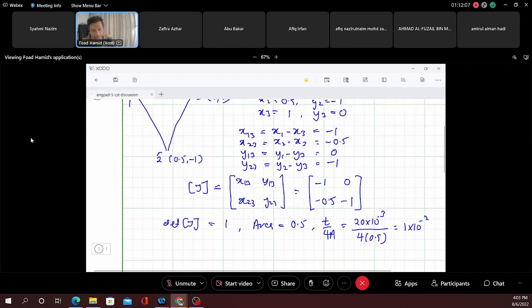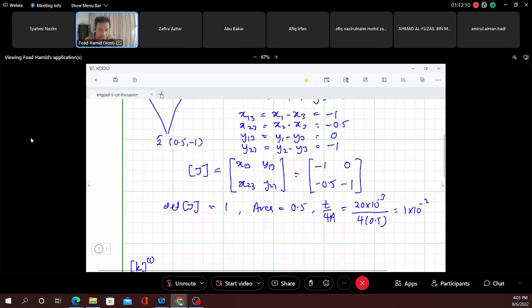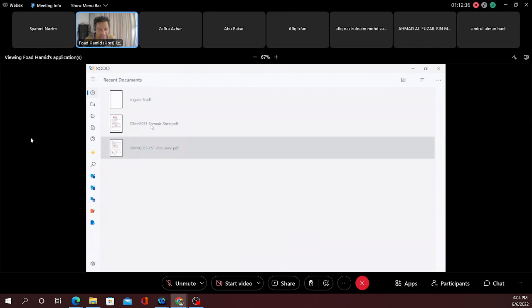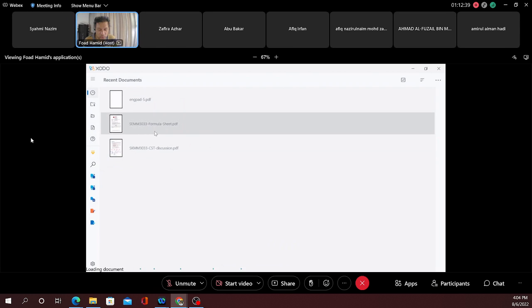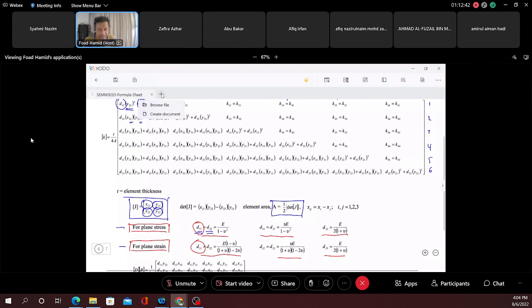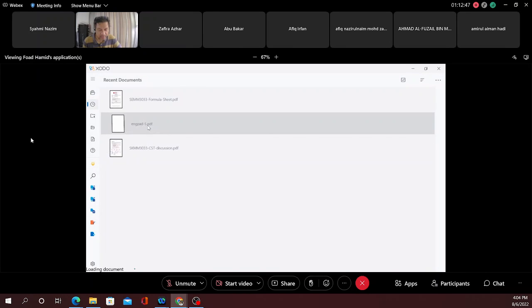Okay, I'm not satisfied. I think I need to show you this formula. Hopefully I can open this. It's not showing the formula. I think I have to close this and open it again.